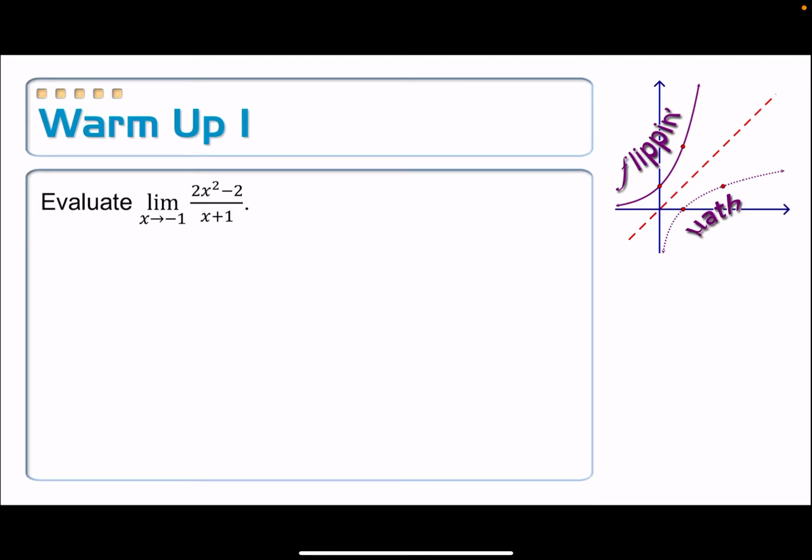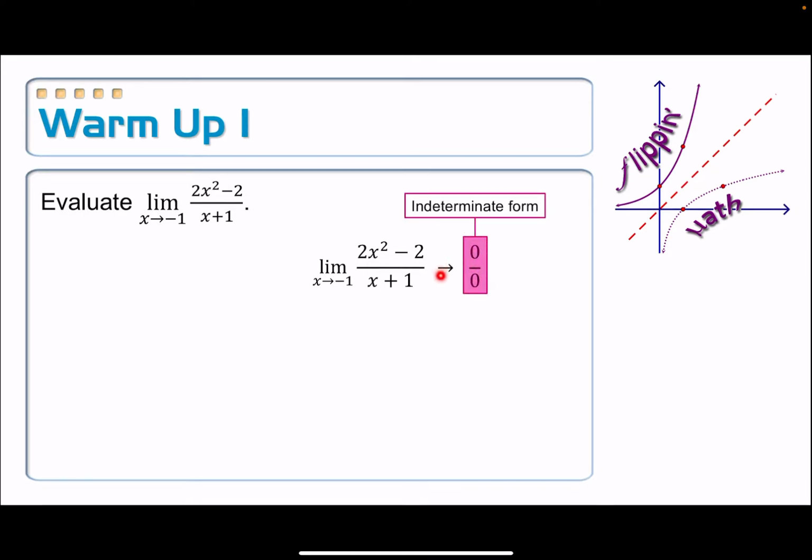What we just saw on this first warm-up exercise was a limit that gave us the indeterminate form after direct substitution of 0 over 0. Now, let me remind you that whenever you are evaluating these limits, especially on the free response section of the AP exam, be careful with your equal signs. You don't want to say that this limit is equal to 0 over 0, which is undefined. You don't want to say it's equal to an undefined.